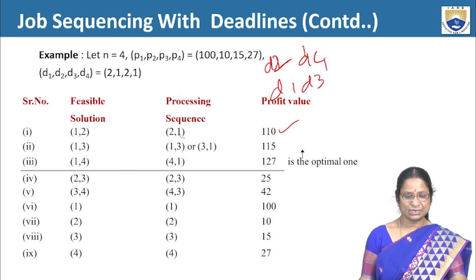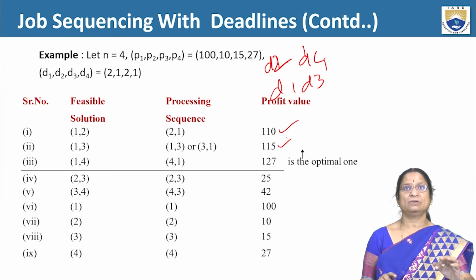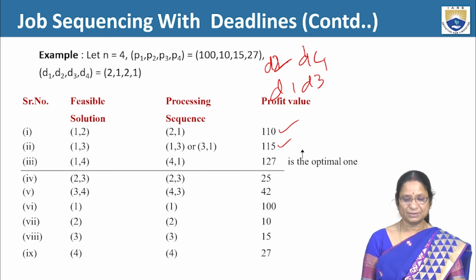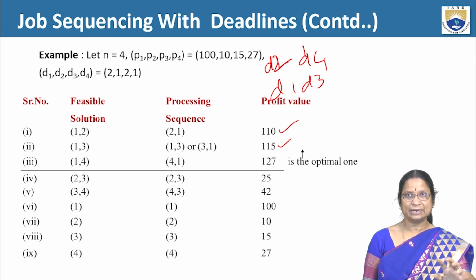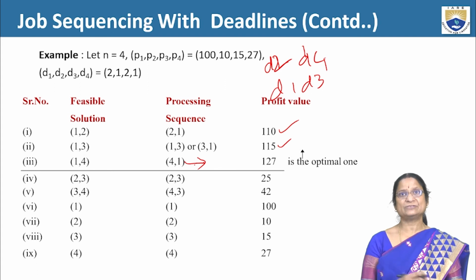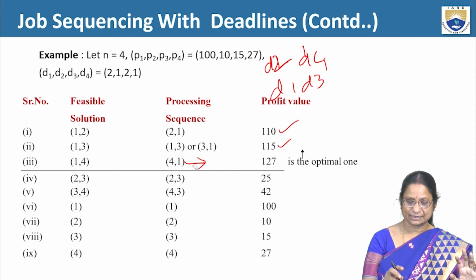Jobs 1 and 3 give 100 plus 15, 115. You can order them in any way, because 1 and 3 both have deadline 2, so one of them can be completed before 2. The order can be anything. Now 1 and 4: here 100 plus 27, 127. The deadline of 1 is 2 and the deadline of 4 is 1, so the order must be 4, 1. First 4 must be entered because its deadline is 1, so it has to finish before 1.